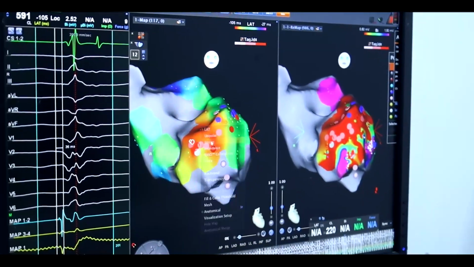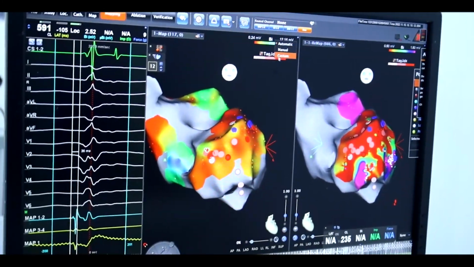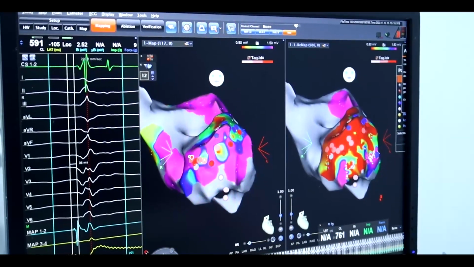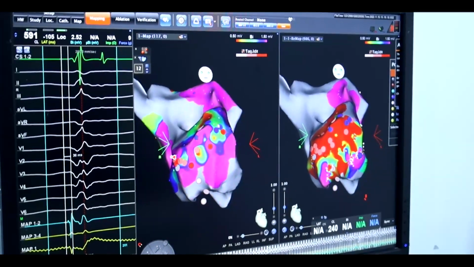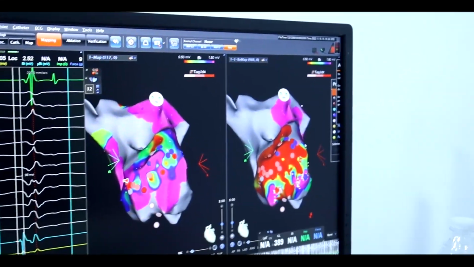This is the voltage map. For the first map, this is the low voltage area. Purple is the normal voltage and the other colors are the low voltage.